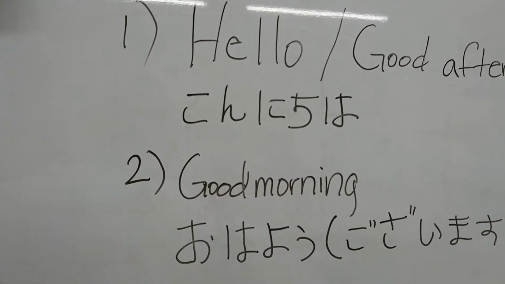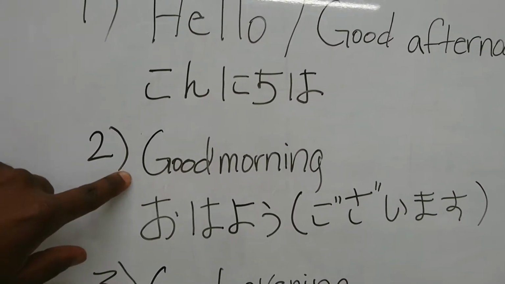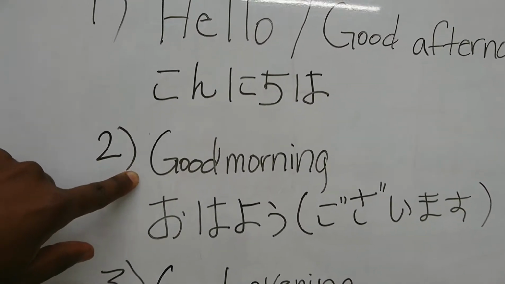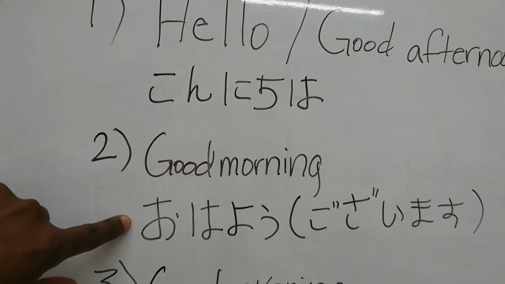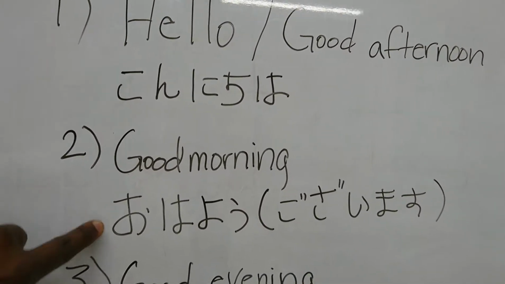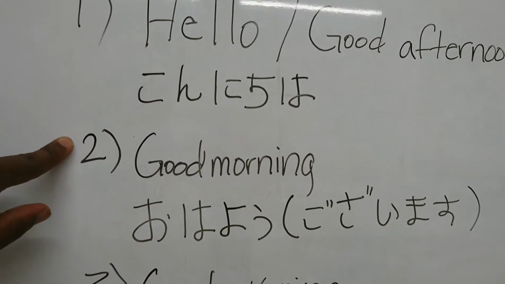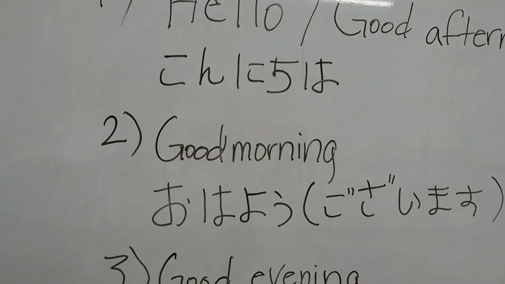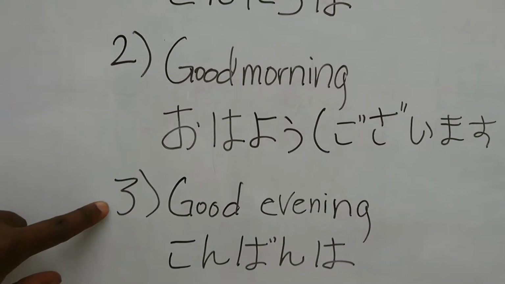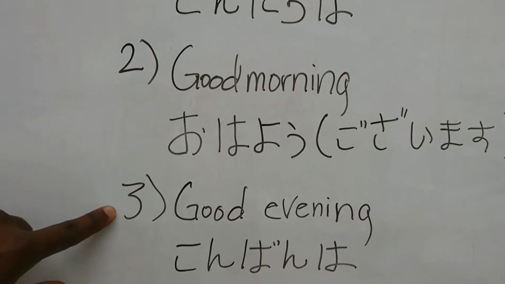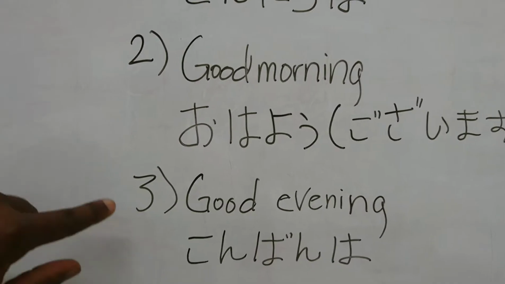If it's early in the morning and you're just meeting someone, you say good morning. Good morning, which is ohayo gozaimasu. Ohayo gozaimasu for good morning. And if it's later in the day, we would say good evening. Good evening. Konbanwa for good evening.